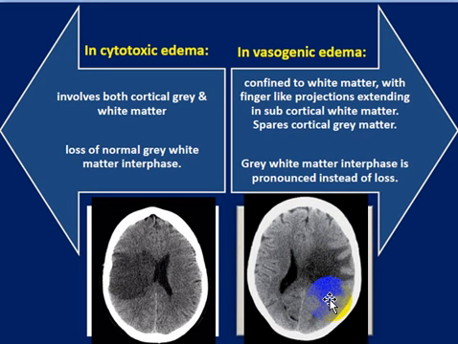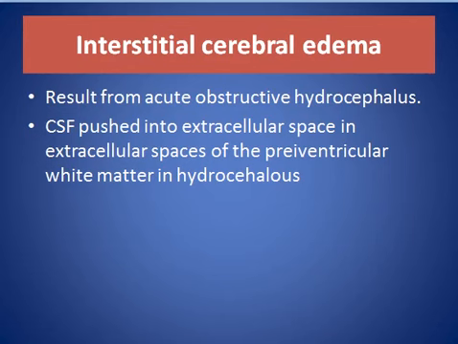In vasogenic edema, it is confined to white matter with finger-like projections extending into the subcortical white matter and sparing the cortical gray matter. The gray-white matter interface is pronounced instead of lost. Here is the pronounced gray-white matter interface, and here the gray-white matter interface is lost in cytotoxic edema.